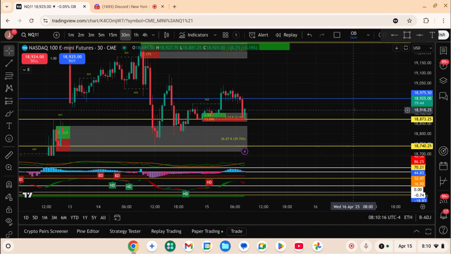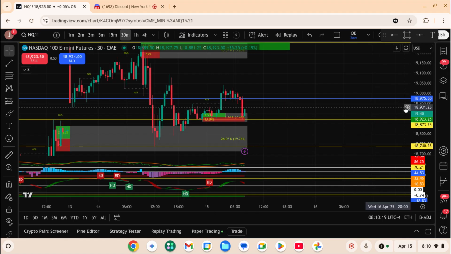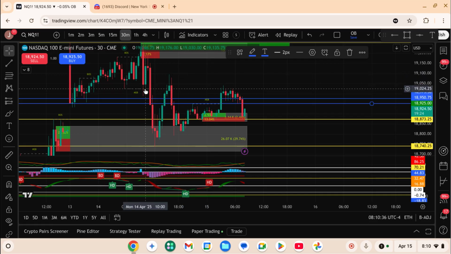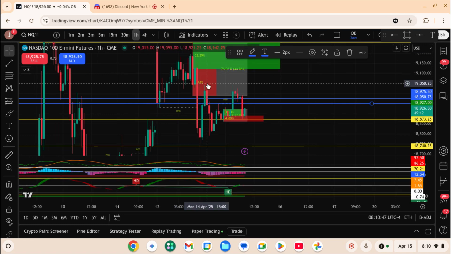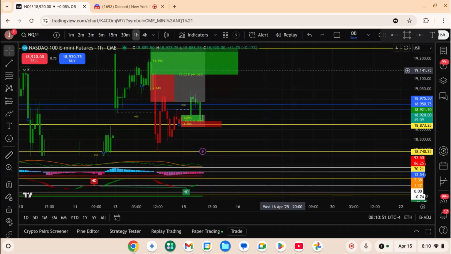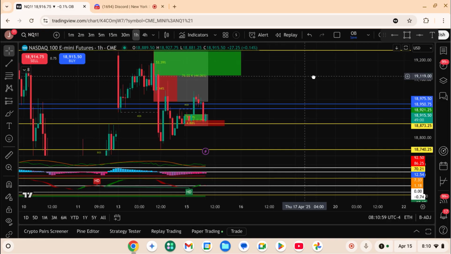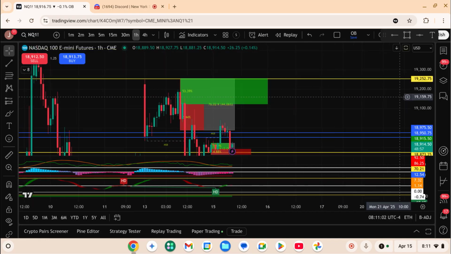We'll draw this 30-minute market structure break.